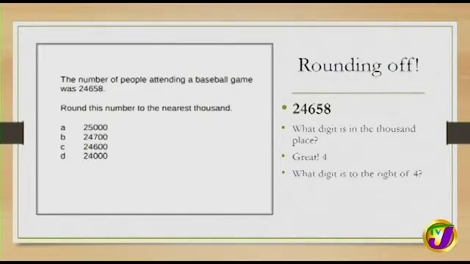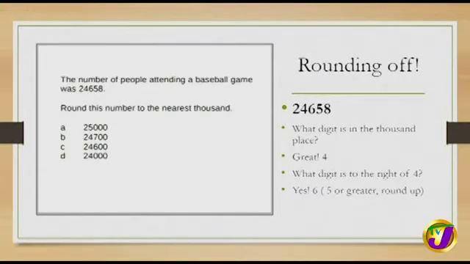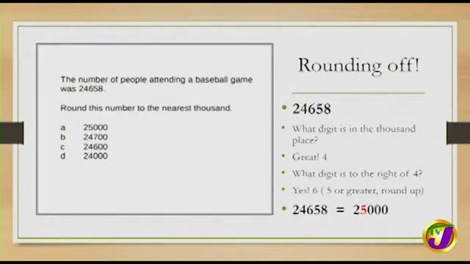Now, what digit is to the right of 4? Yes, that's 6. 6 is greater than 5, so we round up. So we're rounding off the 4, that's the thousand place, and we're going to add 1 to that 4, making it 5. So it's now 25,000, because we would have rounded up and replaced all the other digits to the right with zeros. So what we're saying, 24,658 can be rounded off to the nearest thousand as 25,000.